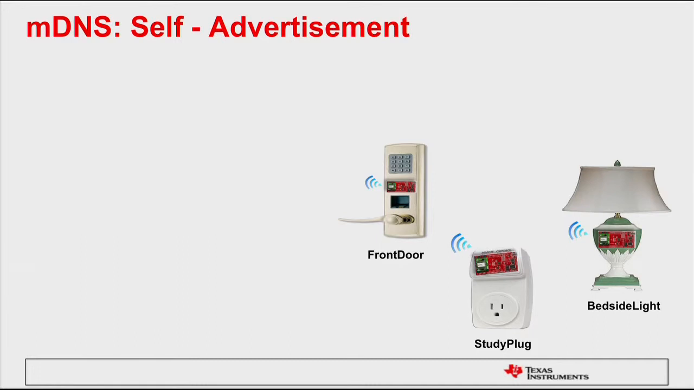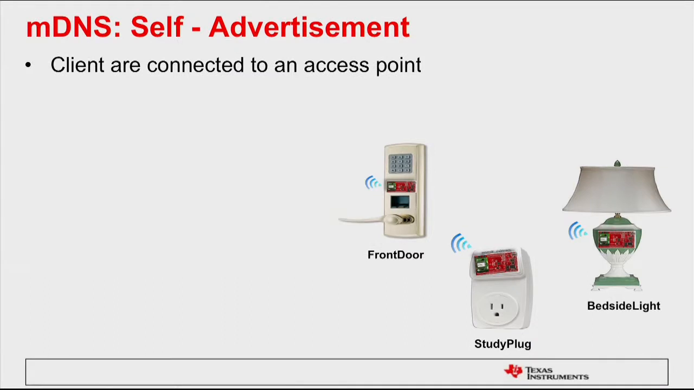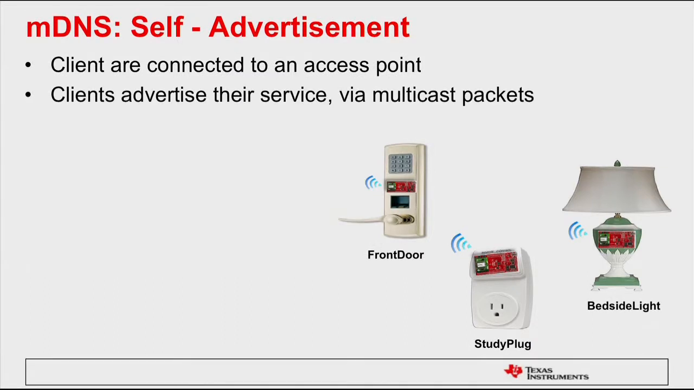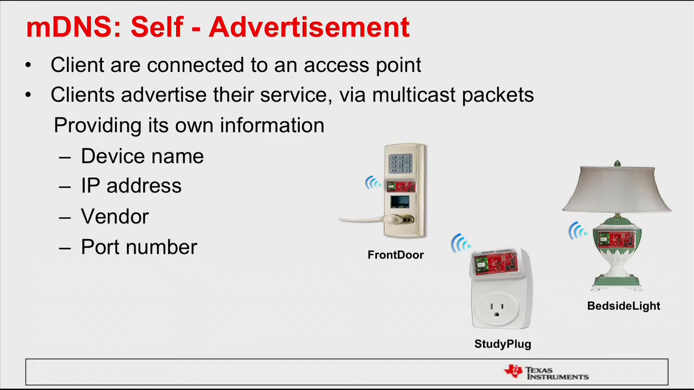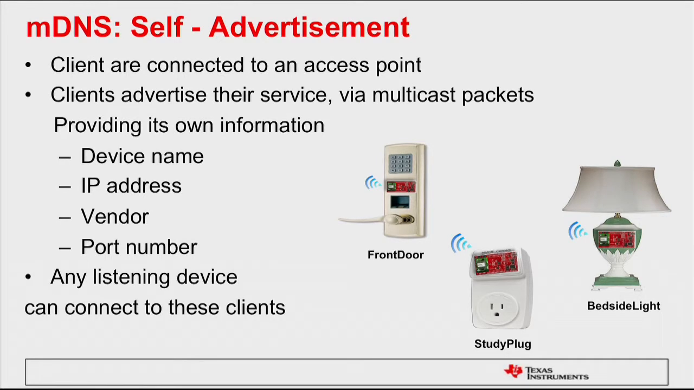All right, let's talk about another feature. So MDNS. There's kind of two pieces to this. One is self-advertisement. So CC3000 has the ability with MDNS to self-advertise that it's there. So it's connected to an access point, and it's advertising the service via multicast packets. So the type of information that it's broadcasting or advertising is going to be like its device name, its IP address, maybe who the vendor is, the port number. And this can be done with different kinds of solutions where they're just showing that these solutions are there. Any device that's listening within that network can connect to these clients itself.